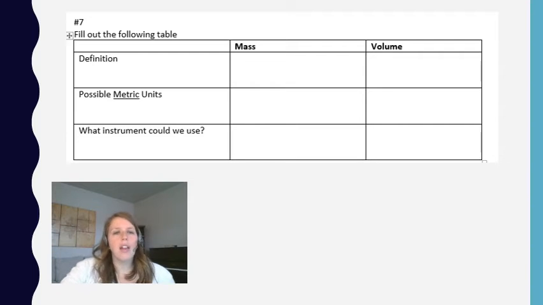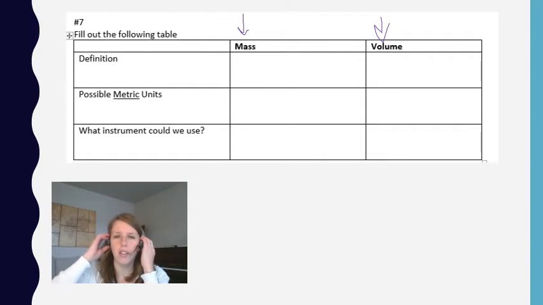Number 7, fill out the following table. We're shifting gears just a little bit. We're going to begin talking about mass and volume. Two very important concepts. But first, let's define them. Let's make sure you know what they are.